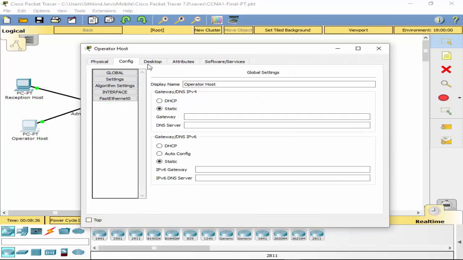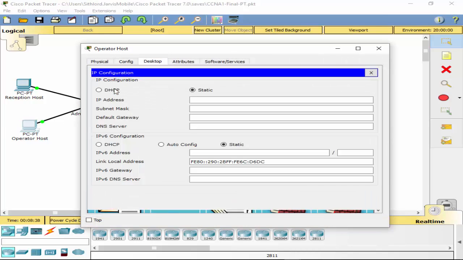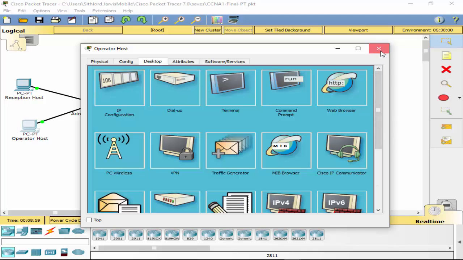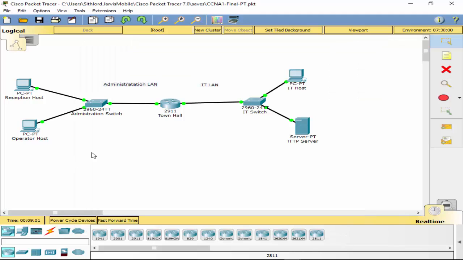Now I'm going to go to the operator and do a similar task. Our IP configuration, and I'm actually going to paste in what I put there. It gives me the A column there, but this one is 15 for the operator host. Paste it in again, ::1, make sure we put a subnet prefix of /64, and we're good to go. Okay, so now we have that side.